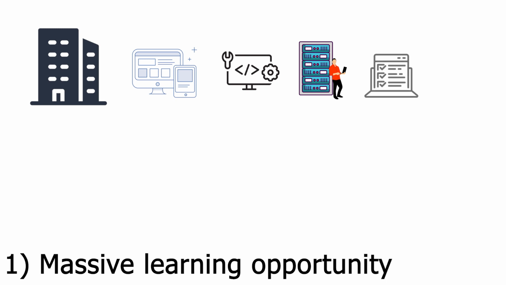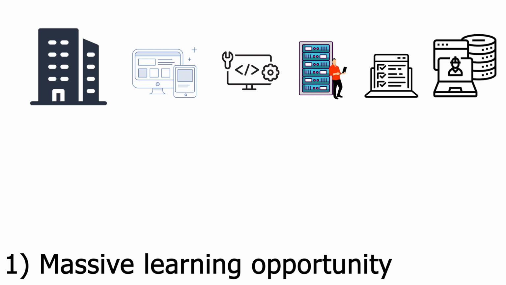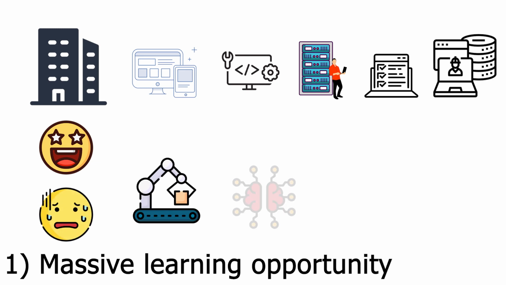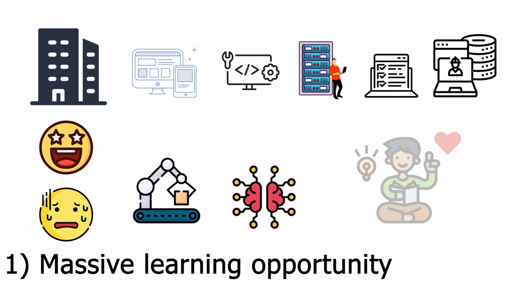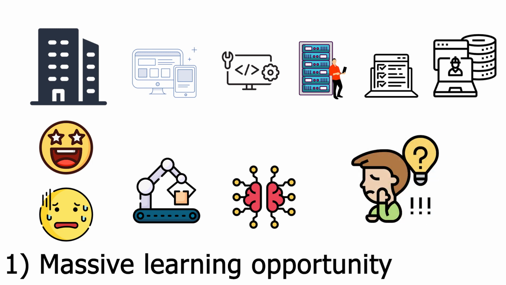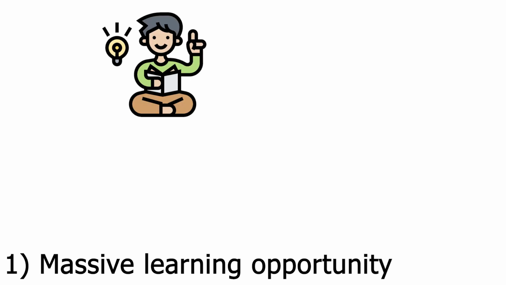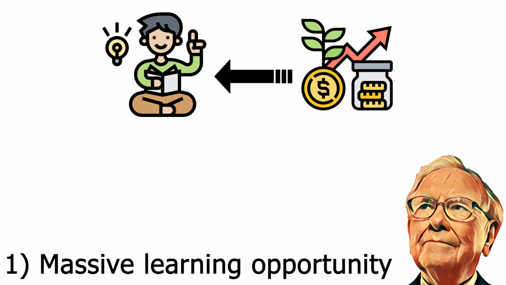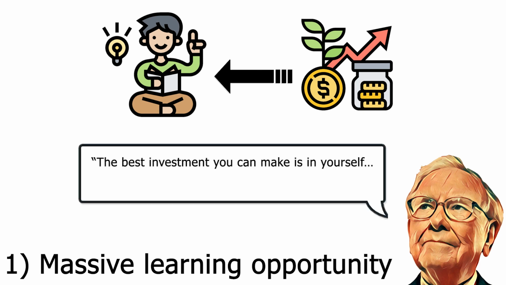Depending on the company, this can include elements of design, development, operations, testing, management, etc. It sounds fantastic if you love to learn, but scary if you're not into learning. In the coming days of automation and AI, if you don't develop a love for learning, you might be in trouble. Remember, learning is investing in yourself, as Warren Buffett puts it. The best investment you can make is in yourself. The more you learn, the more you learn.